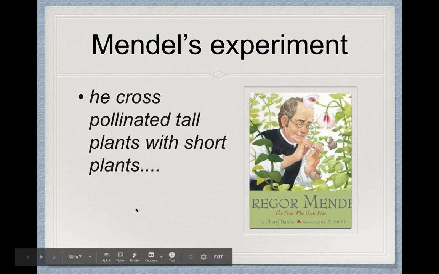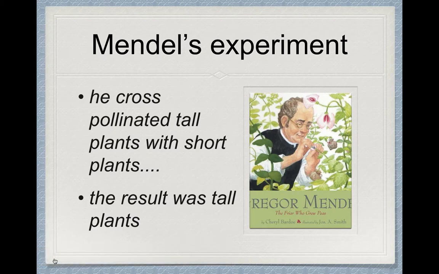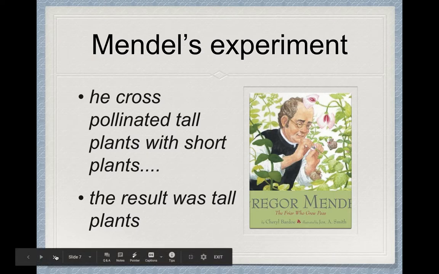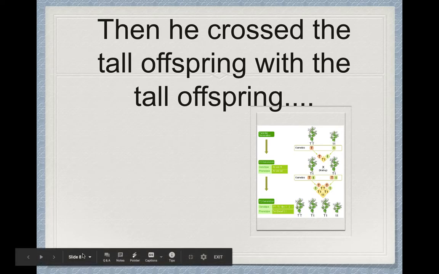So he crossed tall plants with short plants, and the result was all tall plants. This kind of surprised Mendel. He would have thought that he would have gotten some tall plants and some short plants, but he didn't. The whole entire new generation was tall plants. So his curiosity kept him experimenting. So he took those tall offspring that he had just made and he mated them together. He pollinated them together. So now he crossed his tall offspring with his tall offspring.